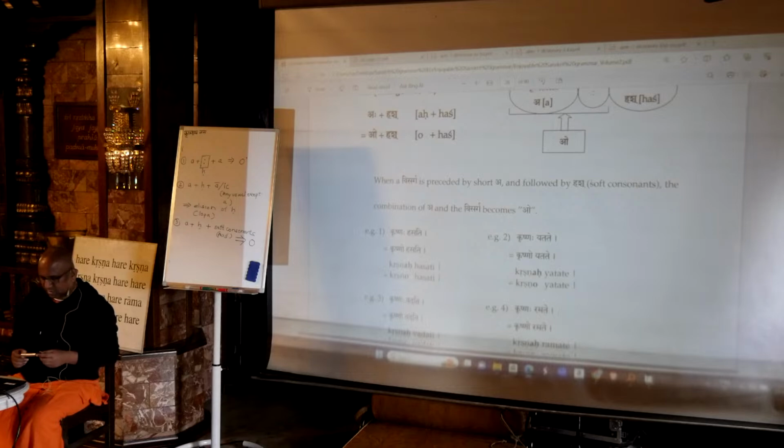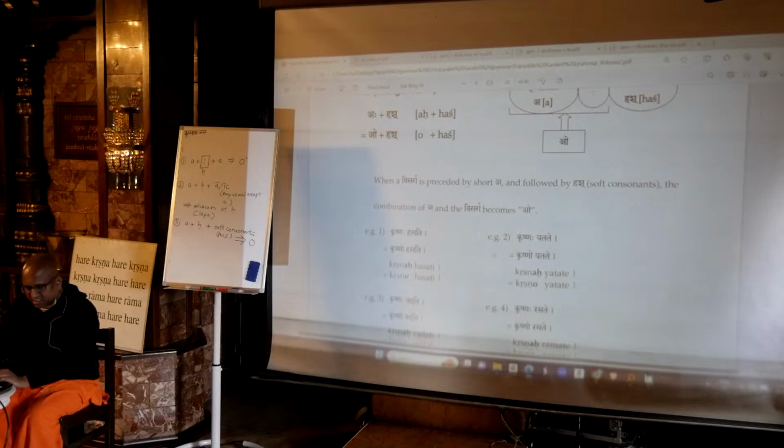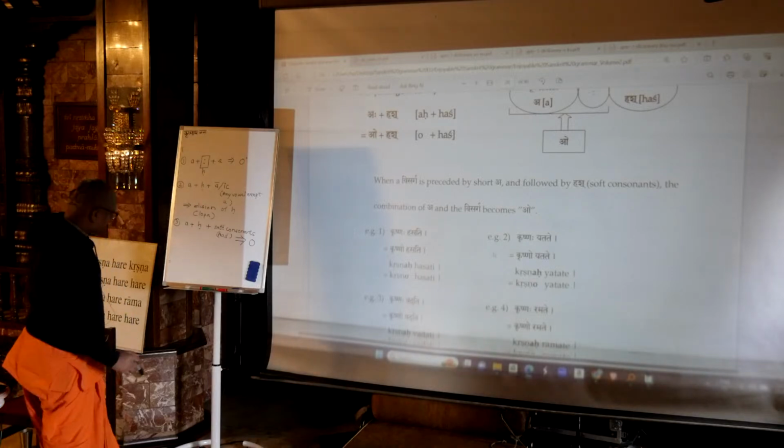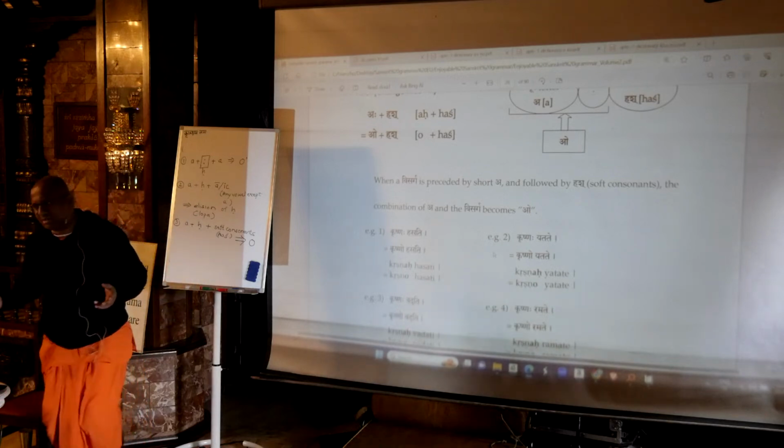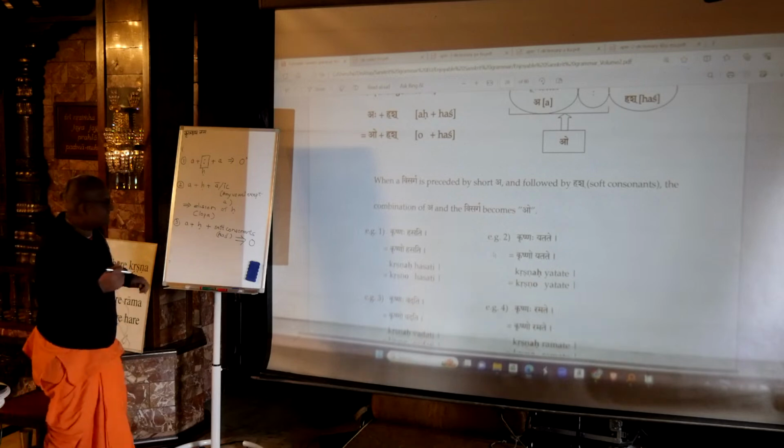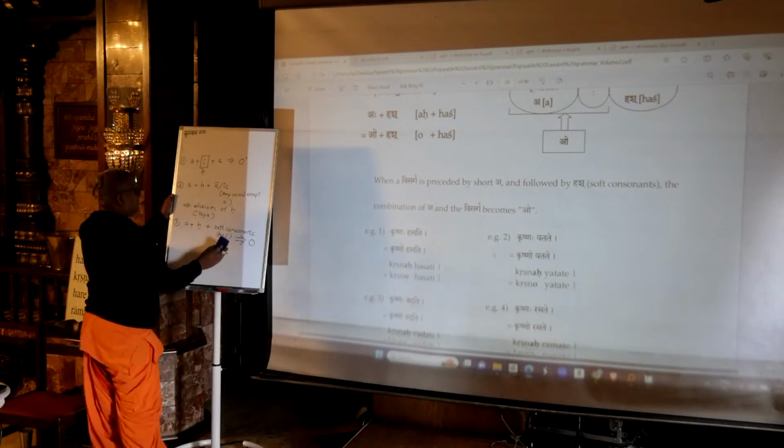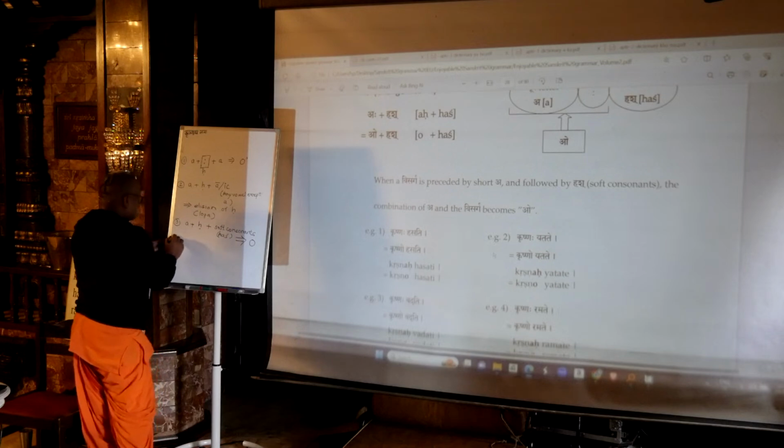Hakara is a soft consonant. So does this satisfy the condition that we are looking at? What will happen with the visarga? Oh, okay, that's good. So Krishnaha hasati will become what? Yes, Krishno hasati. So this is how it works. Now you understand why in Narsimharti we are saying all the time yato, yato, yami, ito. That is because of this. See, it is like this. Now you can understand. What is the line? Ito.